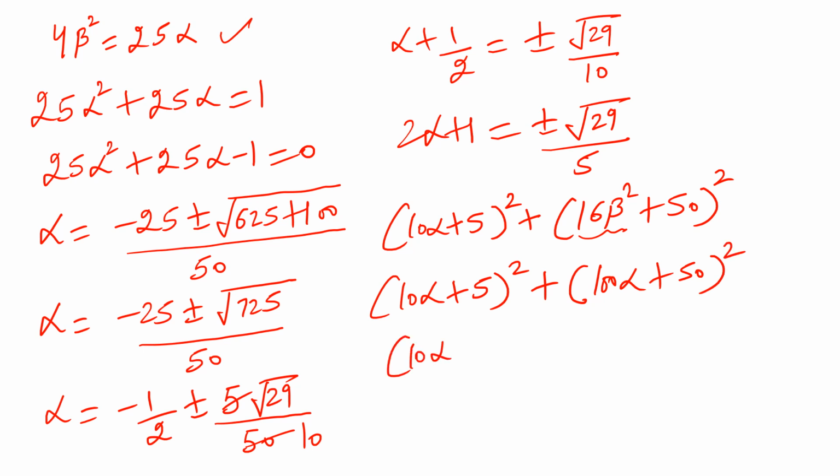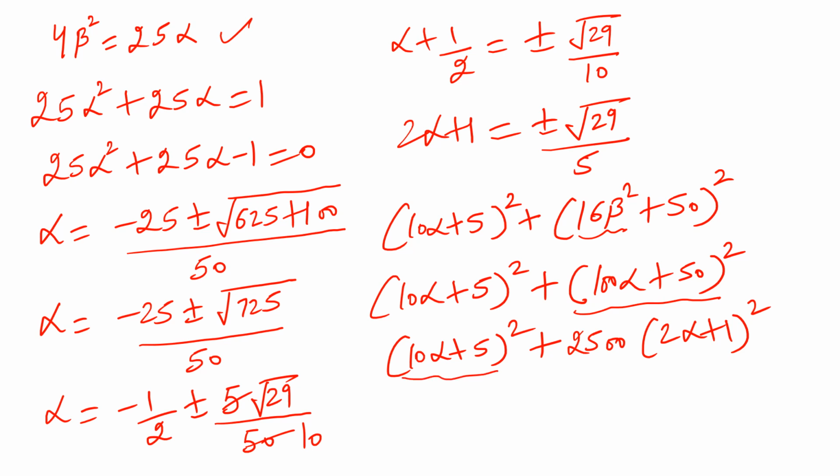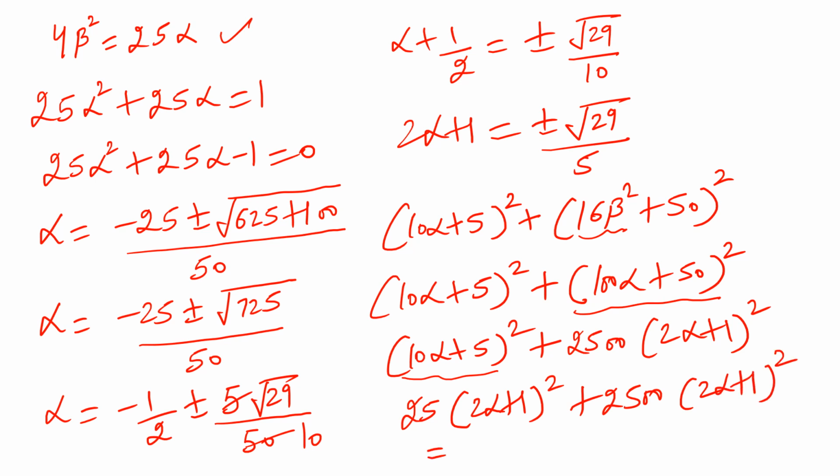And this is 10 alpha plus 5 whole square. Now out of this second term, you can take out 50 common. So it will become 50 whole square outside, that is 2500. And inside I'm going to get 2 alpha plus 1 whole square. Similarly, in the first term, you can take out 5 common. So it will become 25 into 2 alpha plus 1 whole square. And now just put the value of 2 alpha plus 1 whole square and you will get the answer.